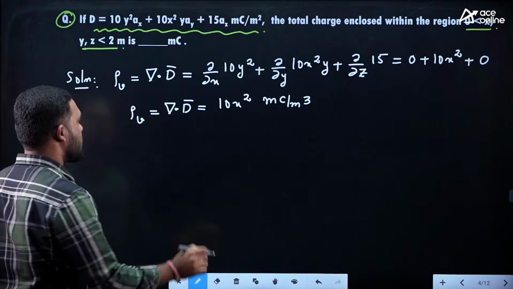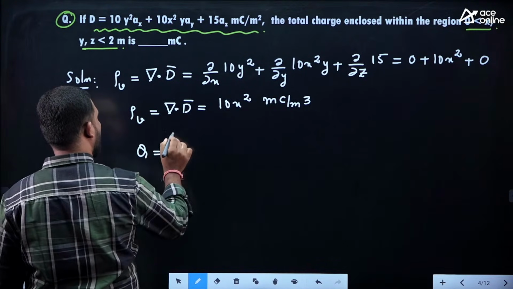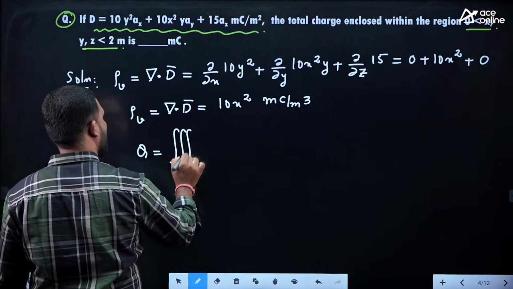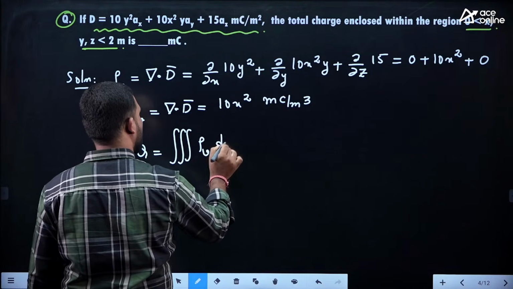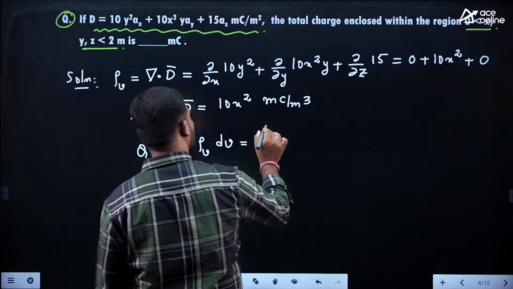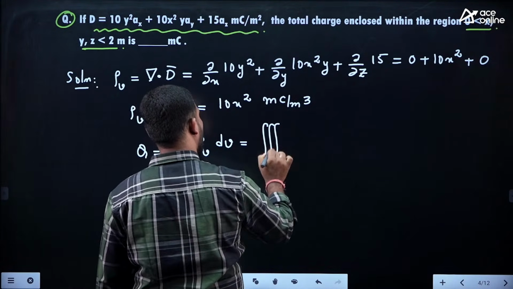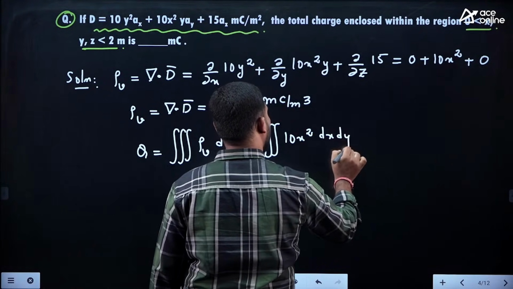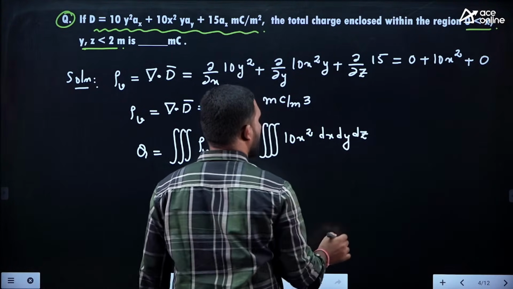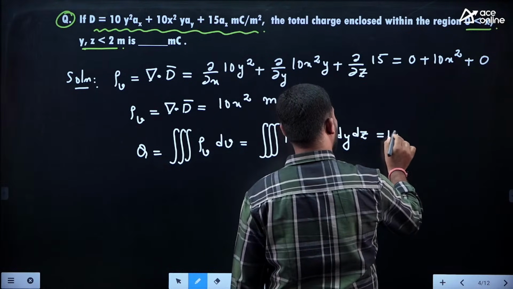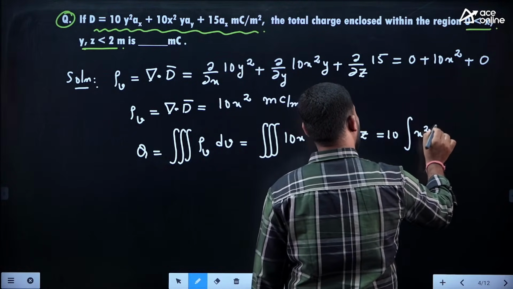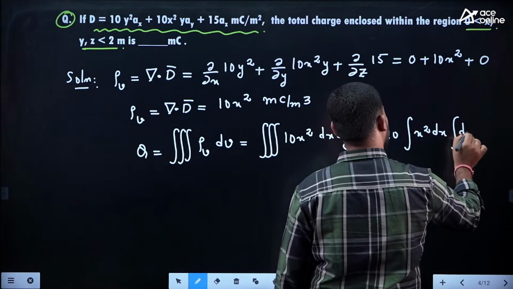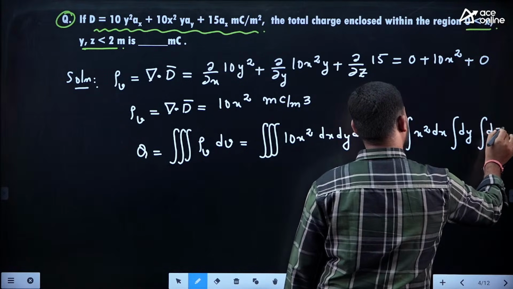It is a volume charge. Then you want a total charge. For the total charge, you need to perform the volume integral. So it is rho v into dv. Substitute everything here: 10x square dx dy dz. Separate out the variables here. So you can bring the constant outside. It is x square into dx dy dz.